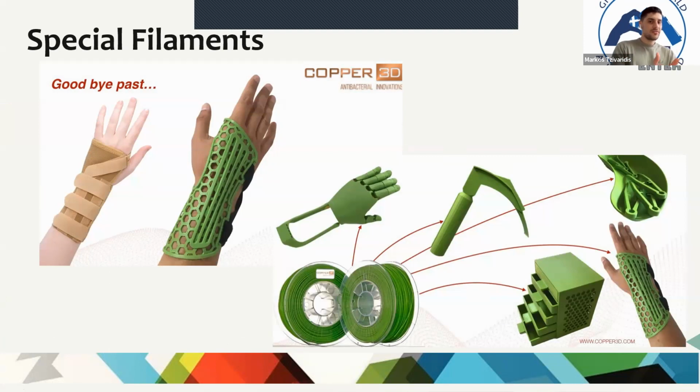Of course, all those special filaments are not used just for aesthetic purposes. For example, copper filament has antibacterial properties, and its antibacterial action has been scientifically validated to eliminate more than 99% of fungi, viruses, bacteria, and a wide range of microorganisms. This makes the copper filament a perfect choice when it comes to prosthetics.